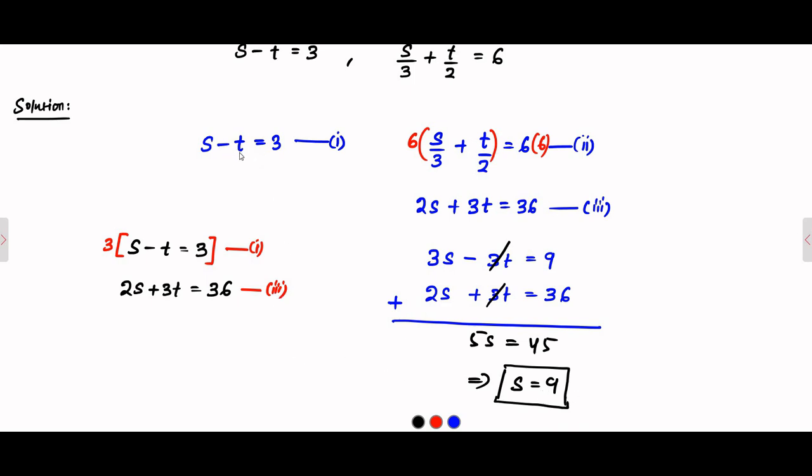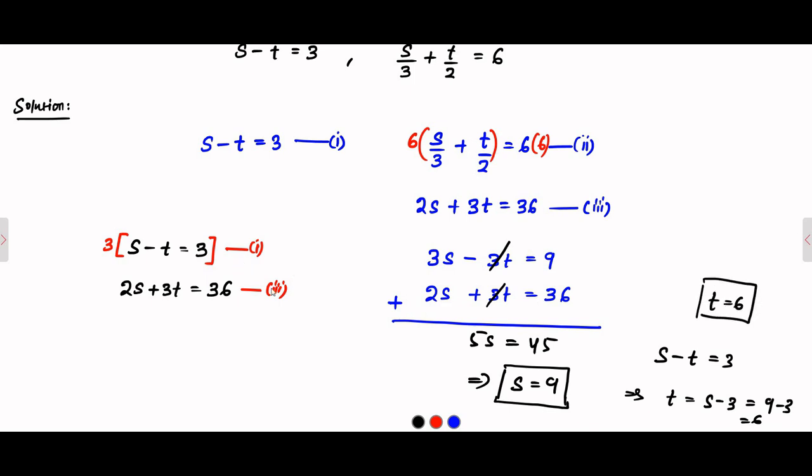Now we can use this equation, s minus t is equal to 3. That implies t is equal to s minus 3, which is equal to 9 minus 3, which is equal to 6. t is equal to 6.